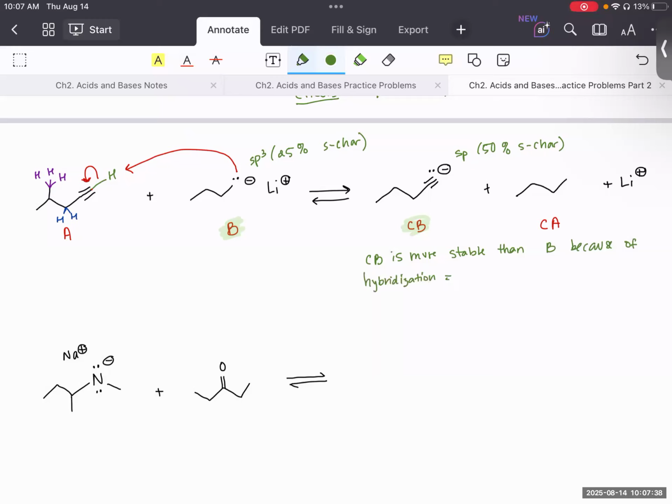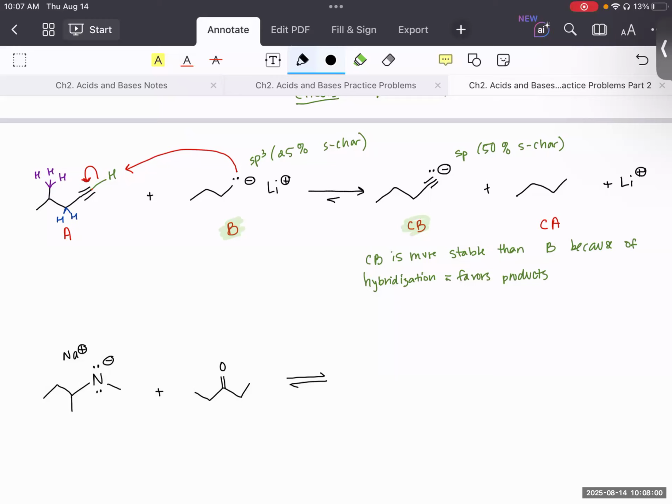Which means that we favor the side with the conjugate base, so we favor the products, or equilibrium favors products. And so to redraw the equilibrium arrows, we would show a longer arrow going to the right and a shorter one going to the left to show the favoring of the product side of the reaction.